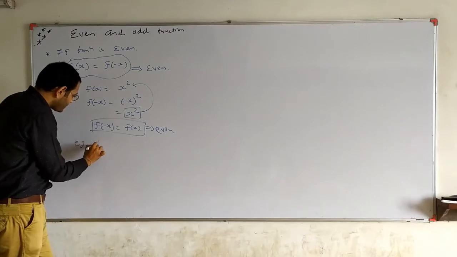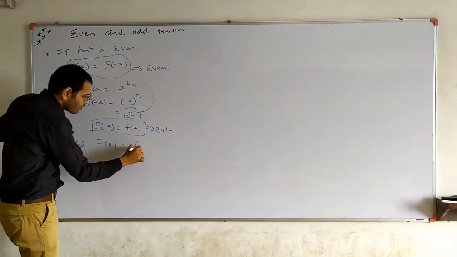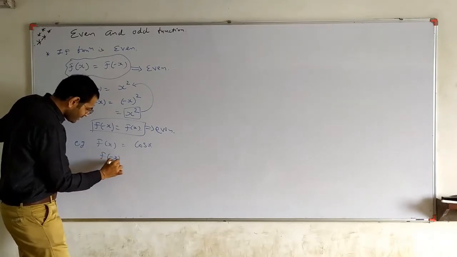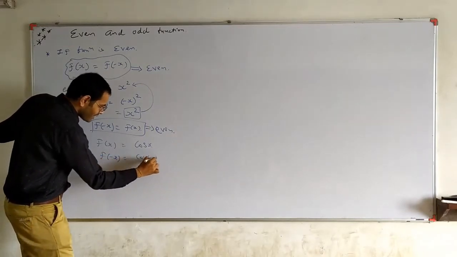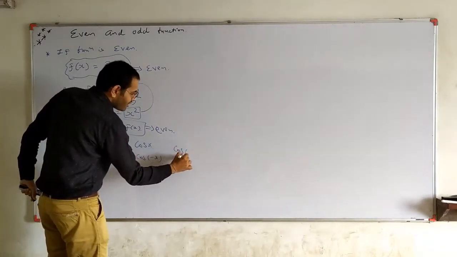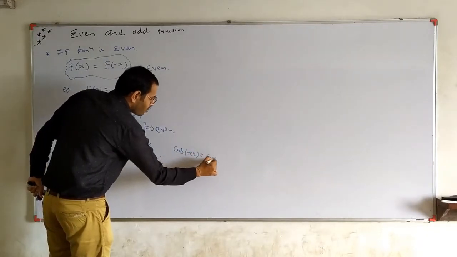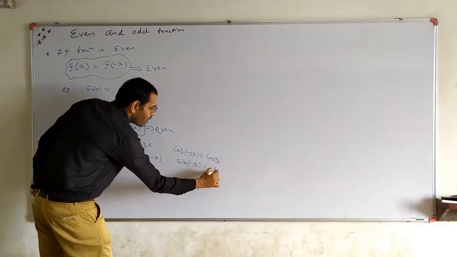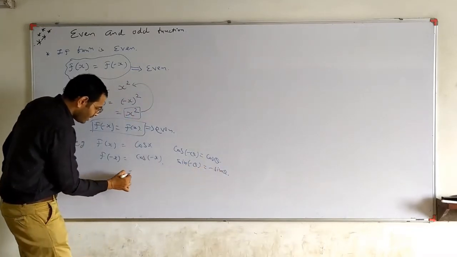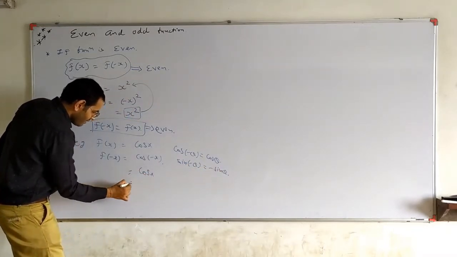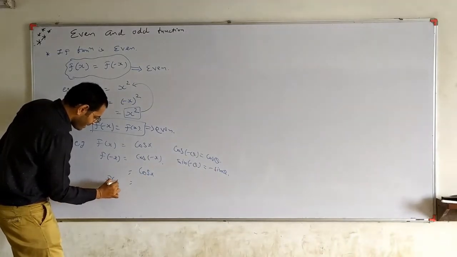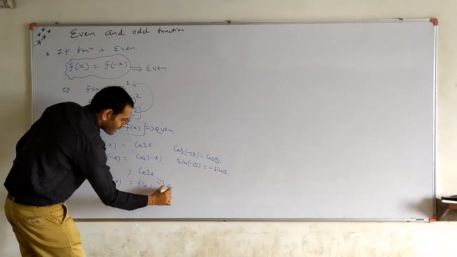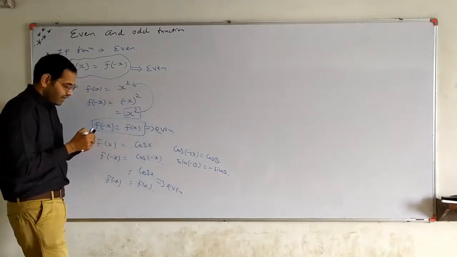Similarly, suppose f of x equals cos x. Then we replace x with minus x, so cos of minus x. But we know that cos of minus theta equals cos theta and sin of minus theta equals minus sin theta. Then here we again get cos x. So f of minus x equals f of x, and we can say that the given function is even.